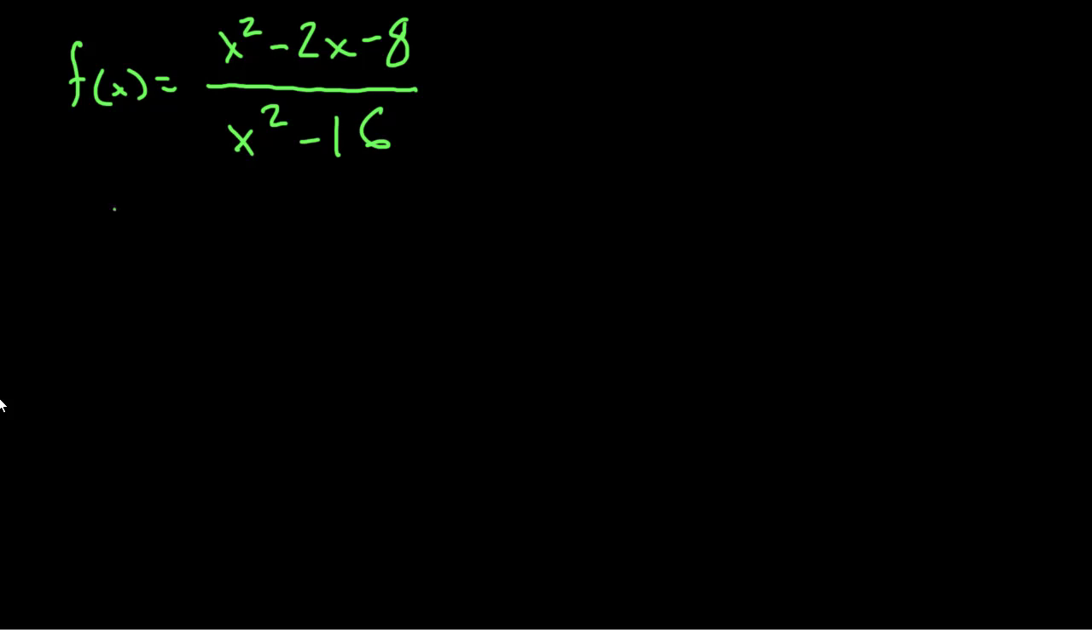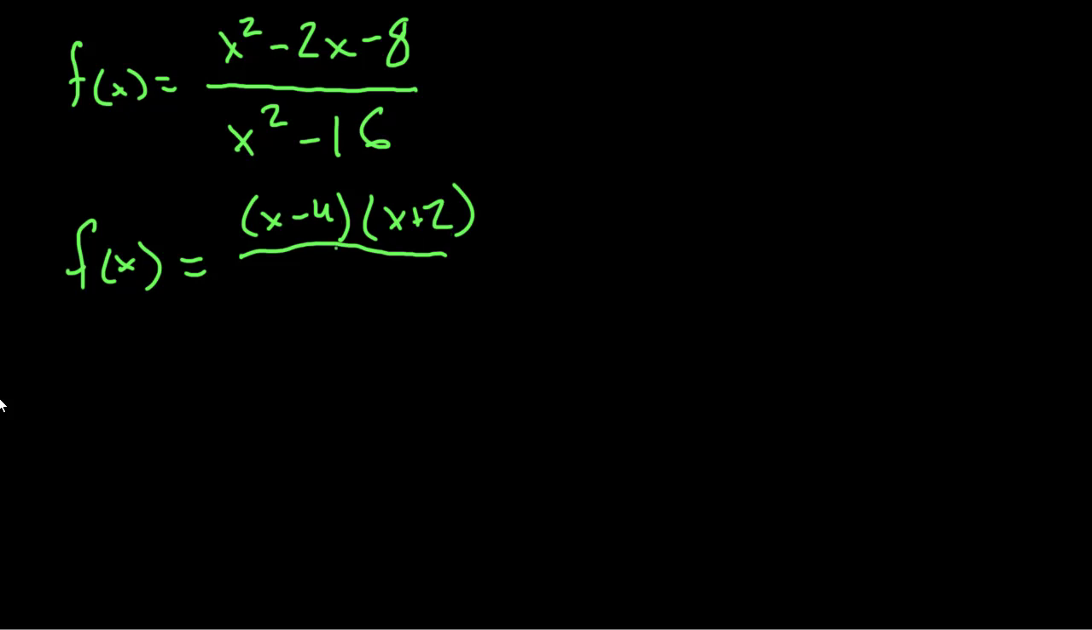So f of x. This time we can actually factor our numerator. And when we factor x squared minus 2x minus 8, this is going to become x minus 4 times x plus 2. Those are the factors. When we multiply these back together, we'll get our original. And then we know the factors of our denominator, because we just did this: it's x minus 4 and x plus 4.